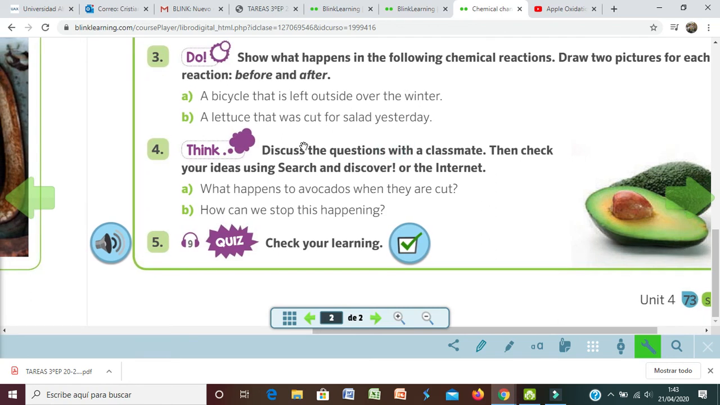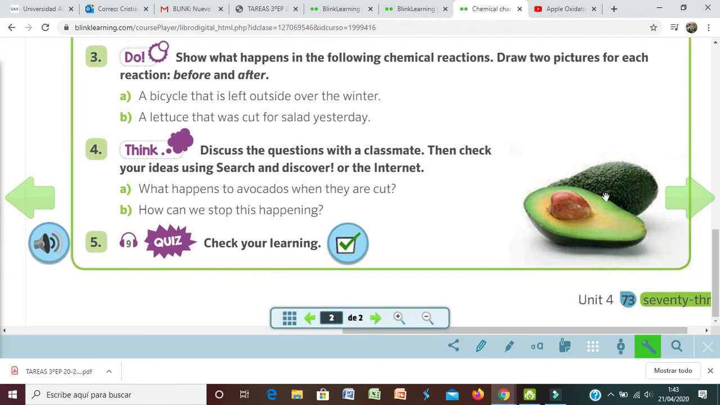Number 4, think, discuss the question with a classmate. Of course, if you don't have a classmate, you just write what you think. Then check your ideas using search and discover or the internet. What happens to avocados when they are cut? You can investigate on internet. Do they get oxidated or is it like lemon? That is a protection. You have to find out.